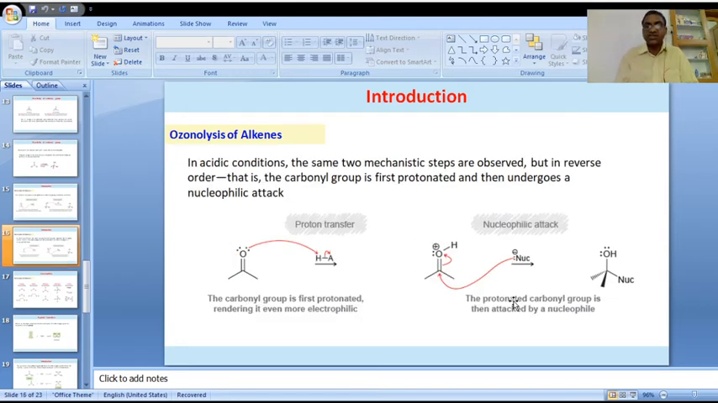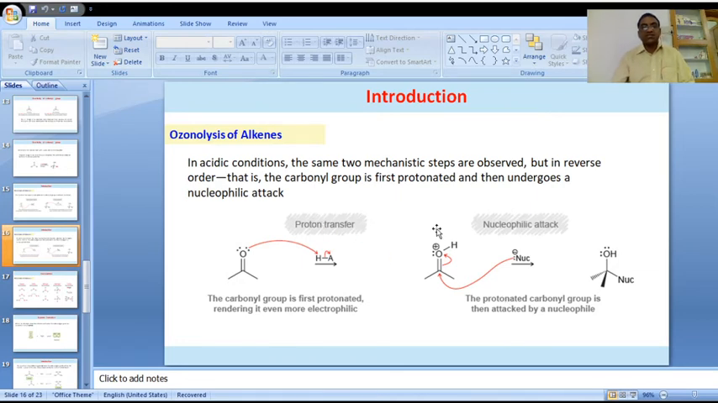That proton transfer step we are representing here is the first step in acidic condition. In basic condition we observed it is the second step. Please remember this clear information about basic and acidic conditions. And the second step is the nucleophilic attack step. It is a reverse order when compared with the basic condition.